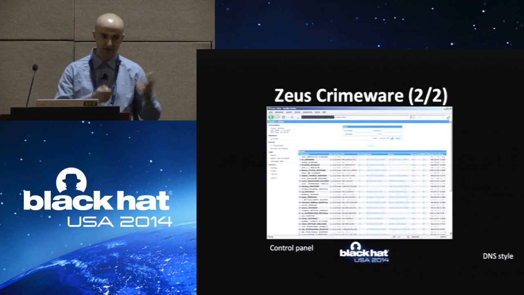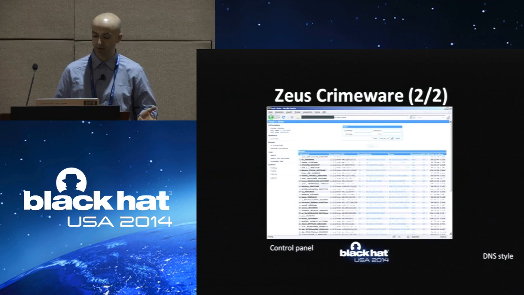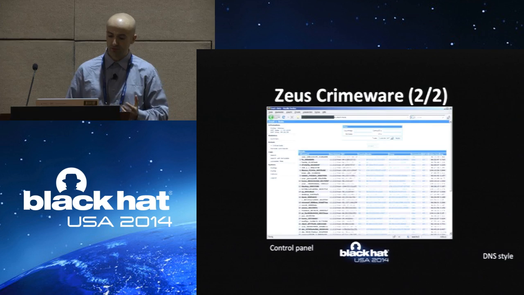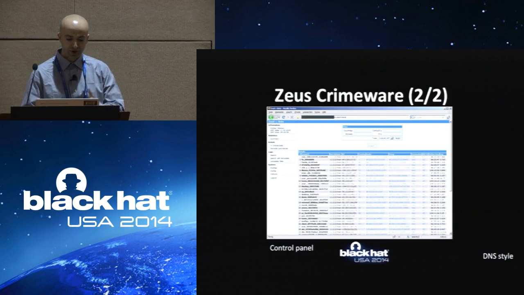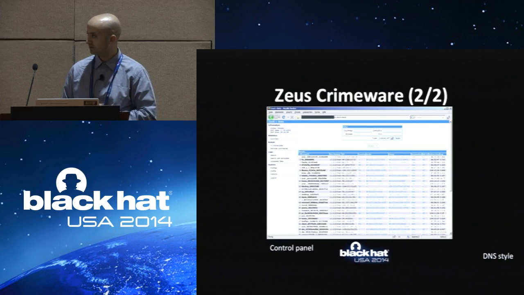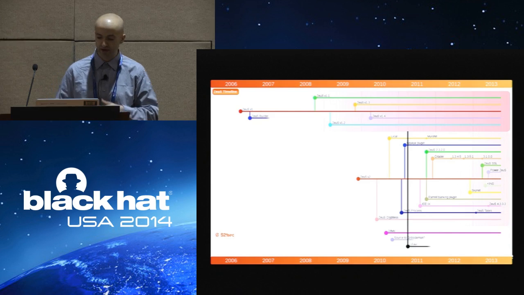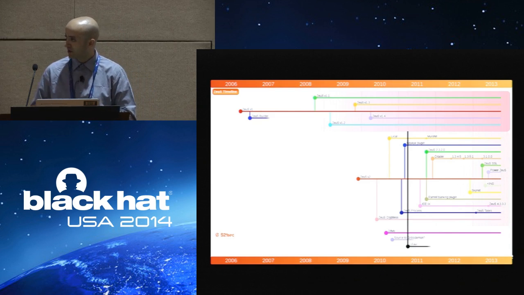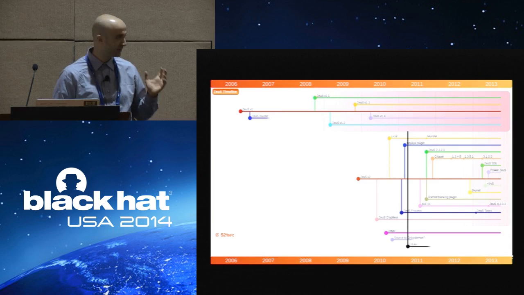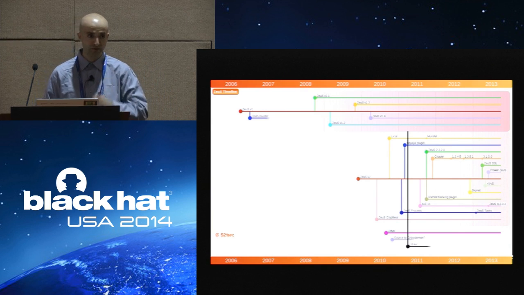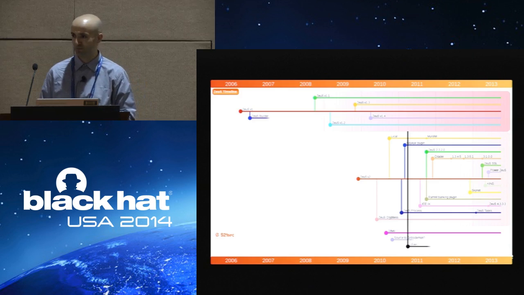On the other end, you have the bad actor. He controls his botnet, and he can visualize the status, the health, the evolution, all kinds of information through a web-based control panel. Zeus has been extensively studied over the years by malware analysts and security experts, and this is kind of a timeline of the variants we know of between 2006 and 2013, thanks to a friend. I hope he's in the audience.